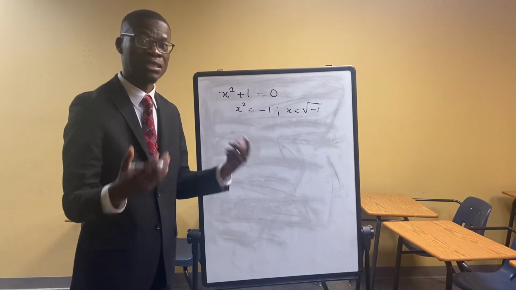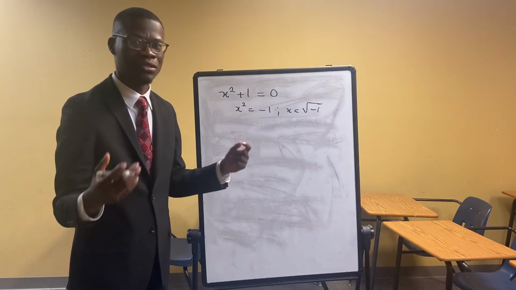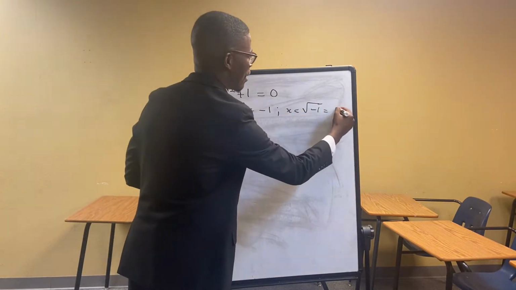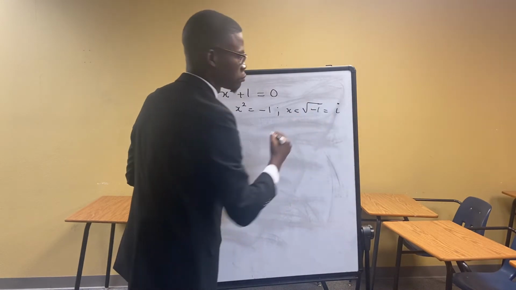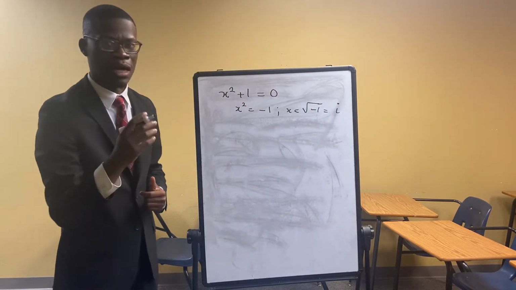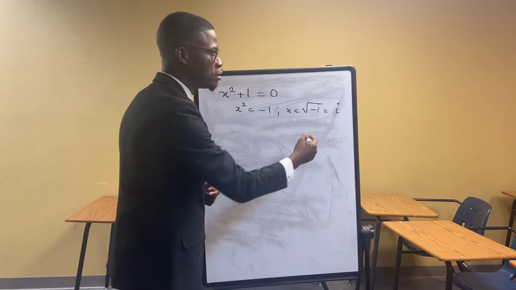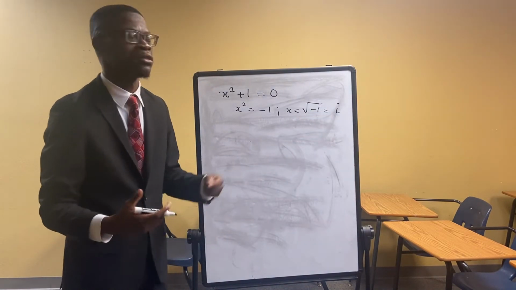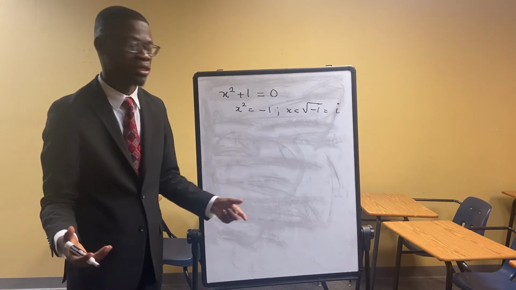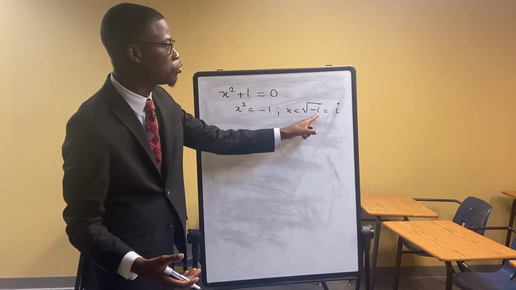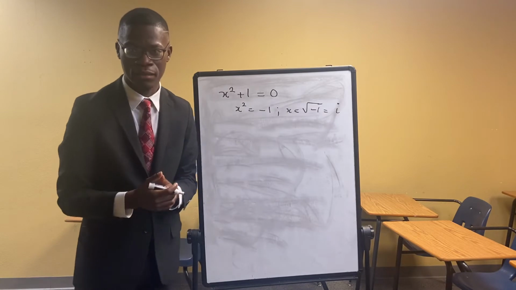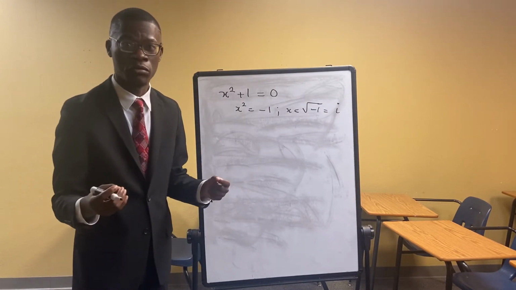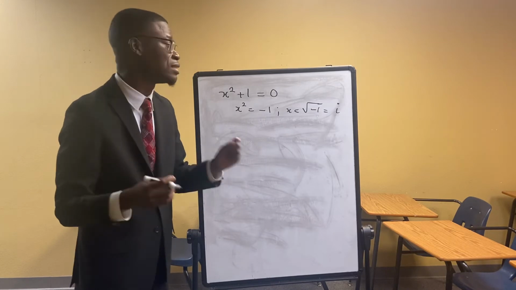So to make things easier, mathematicians decided to represent this number by something called i. Now, what i represents is an imaginary number. It doesn't really exist, but to make things easier for mathematicians, they decided to represent the square root of -1 by i. So the square root of any negative number can be written in terms of this i.